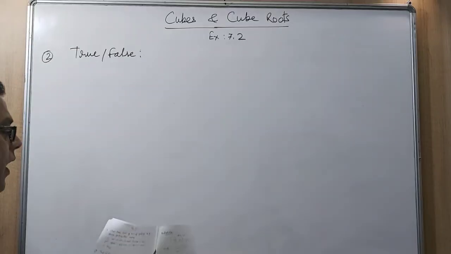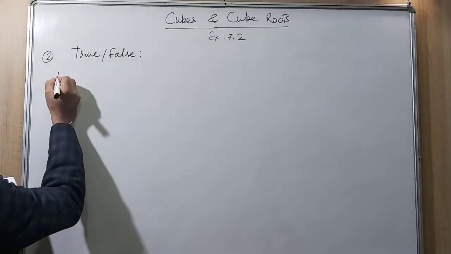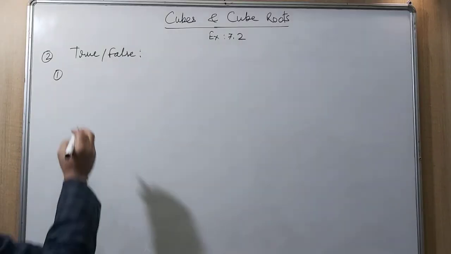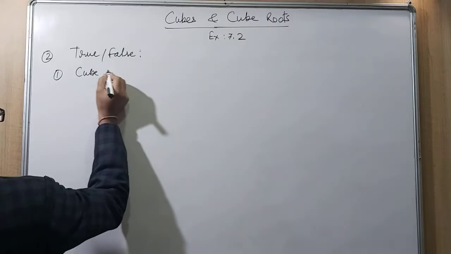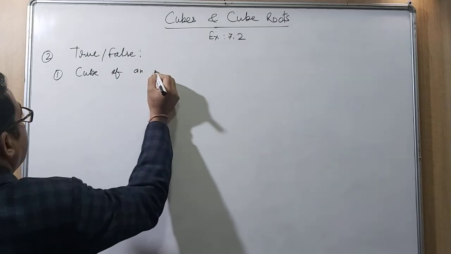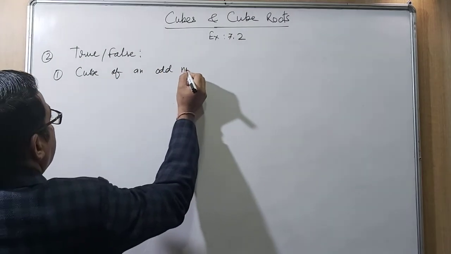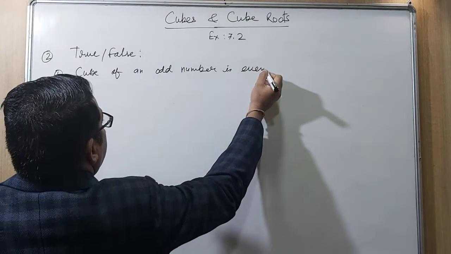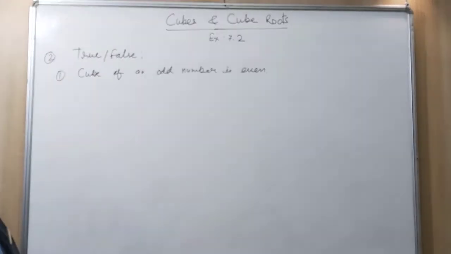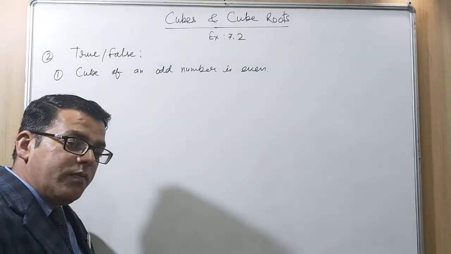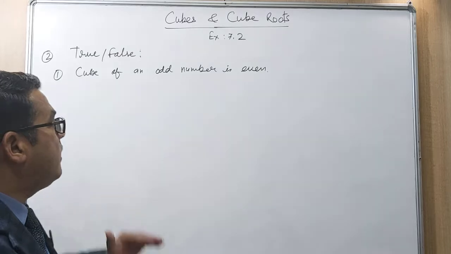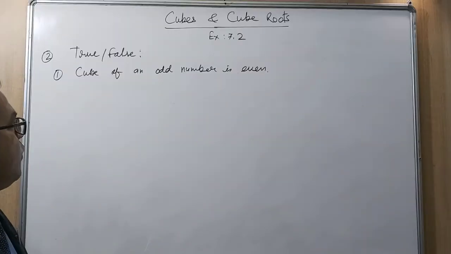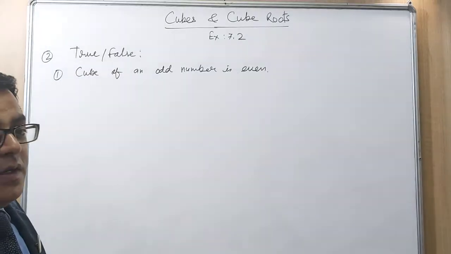So the first part is given here, that is, the cube of an odd number is even. You just think about it, take your time and recall in your mind. Can we say the cube of any odd number is even? We can check it also.